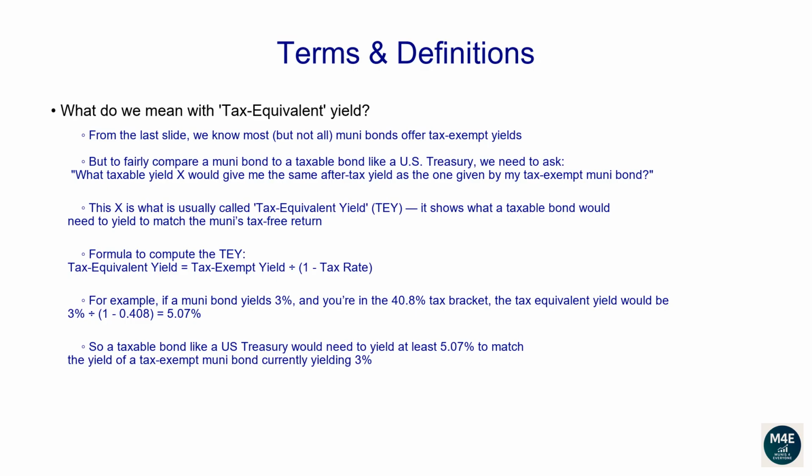This is how the formula looks. Tax-equivalent yield is equal to tax-exempt yield divided by 1 minus the investor tax rate. For example, if a muni bond yields 3%, and you're in the 40.8% tax bracket, the tax-equivalent yield would be 3% divided by 1 minus 40.8%, and that's equal to 5.07%. So a taxable bond like a US Treasury would need to yield at least 5.07% to match the yield of a tax-exempt muni bond currently yielding 3%.